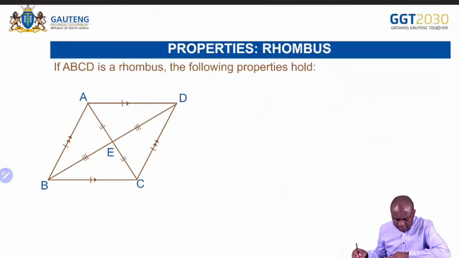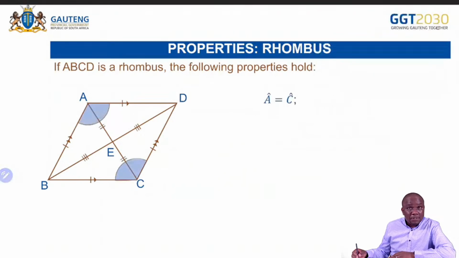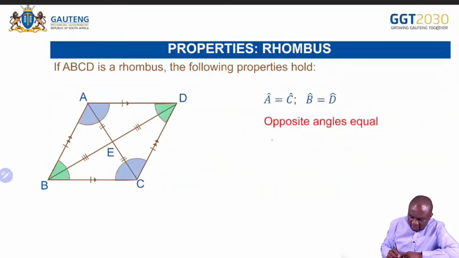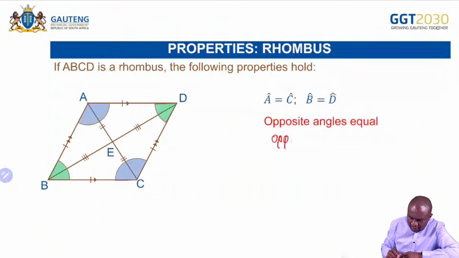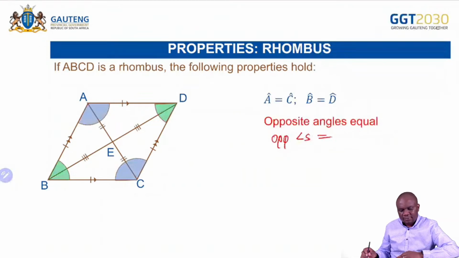And then what else? The opposite angles. What can you say about opposite angles? Angle A is equal to angle C, and then angle B is equal to angle D. You see that? So we can say that opposite angles are equal. Just op angles equal. It's enough. Okay, op angles equal. Opposite angles equal. That's for the rhombus, just like in any other parallelogram. Okay.